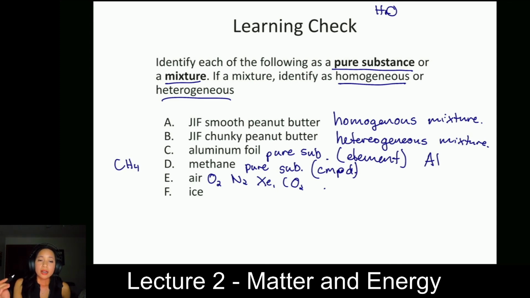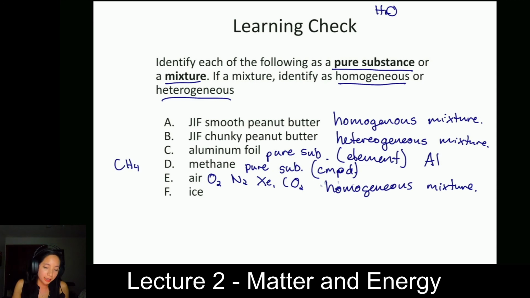But now ask yourselves, is there more than one substance present? Well, yes, I just told you. Air contains all these things: oxygen, nitrogen, xenon, carbon dioxide. So because more than one substance is present in this uniform sample, this would make it a homogeneous mixture.